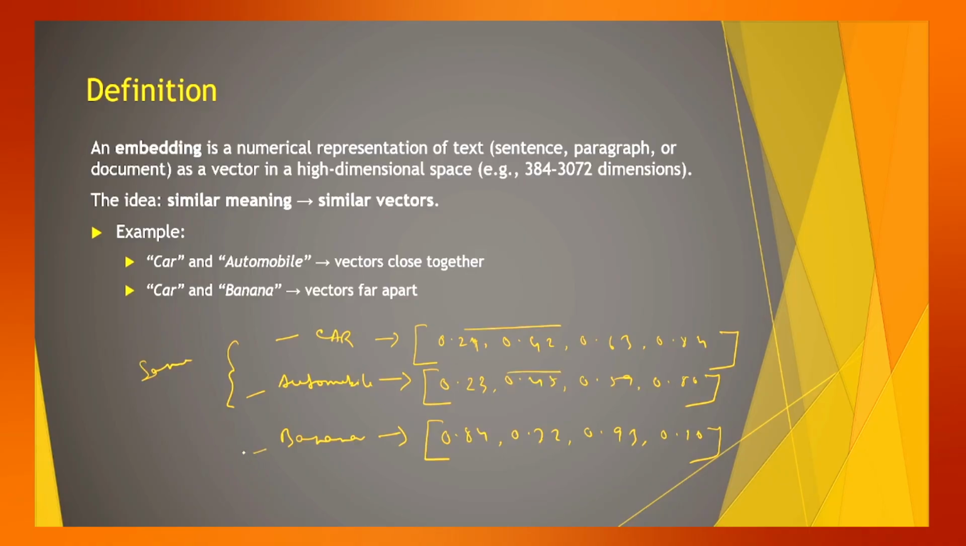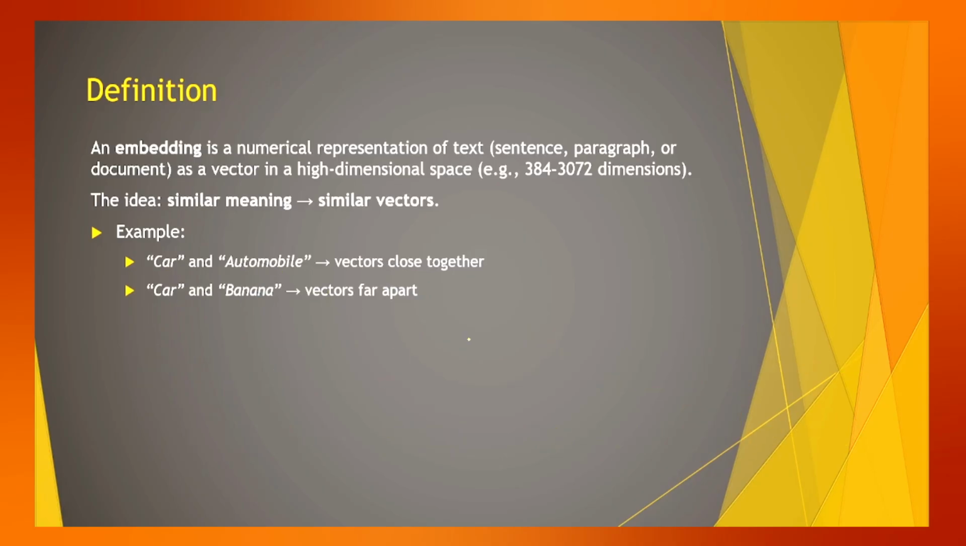Banana is in a completely different segment. So when you compare car and automobile, you get similar vectors, but if you compare car and banana, you will not get similar vectors. That is why car and automobile have high cosine similarity, and this operation is performed in the backend. That is why it is written here: car and automobile vectors close together, car and banana vectors far apart. I hope you understand.